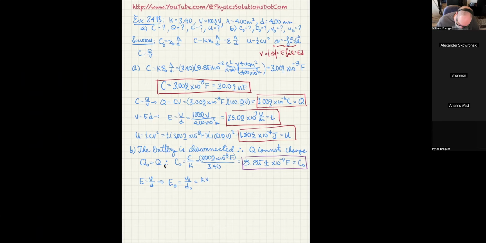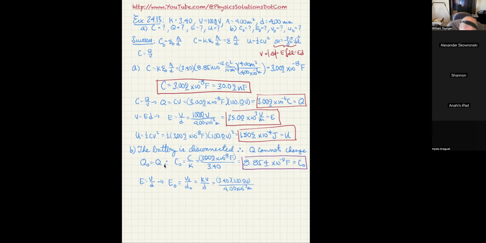Actually, no, that's K times just a plain V. And then the D is not going to change at all. That's just going to be over the regular D. And therefore, we're now going to get 3.40 for the K times 100.0 volts divided by 4.00 times 10 to the negative third meters. And when I do that math, I get 3.4 times 100 divided by 4 times 10 to the negative 3.